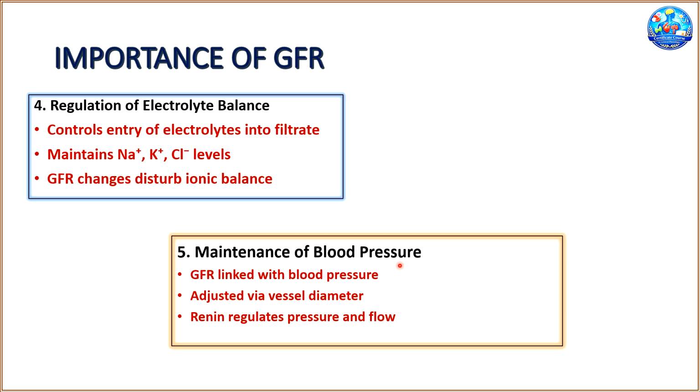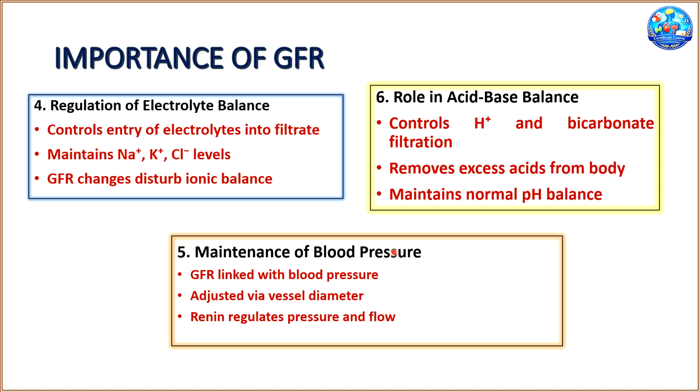Fifth one is maintenance of blood pressure. Glomerular filtration rate is also closely linked with blood pressure regulation. The kidney can adjust the GFR by altering the blood vessel diameter and through hormonal mechanisms such as release of renin. These adjustments can help maintain stable blood pressure and adequate circulation.